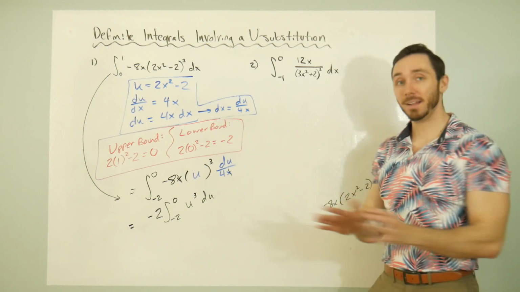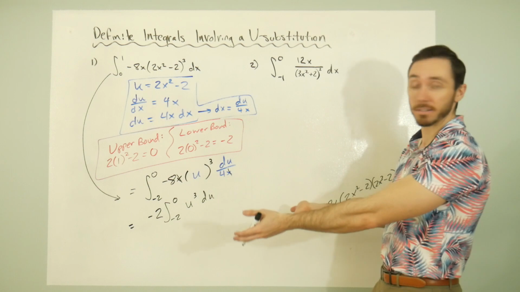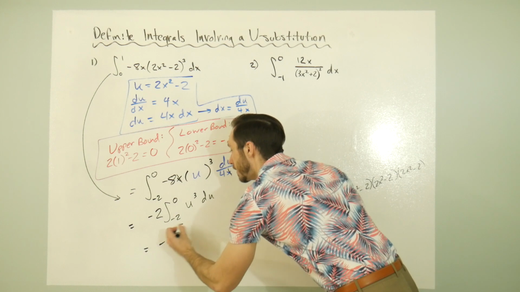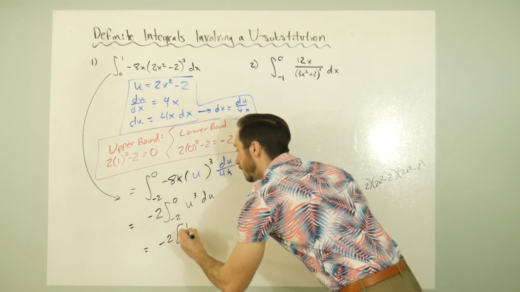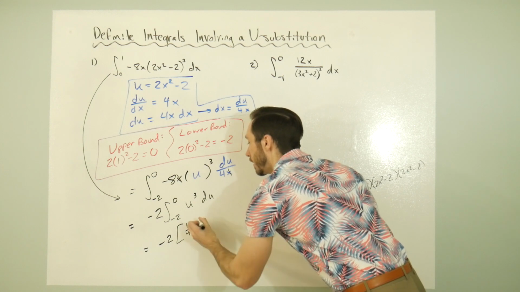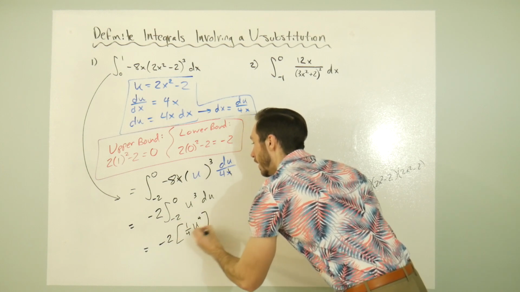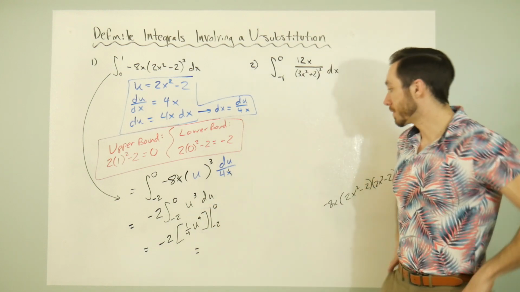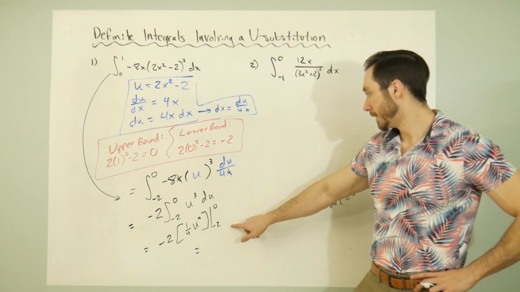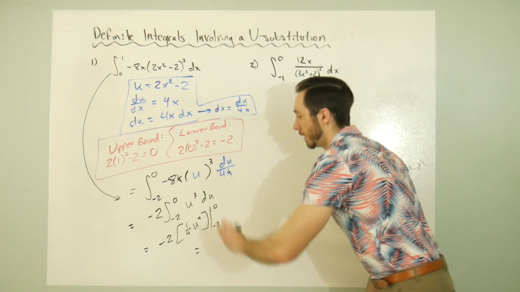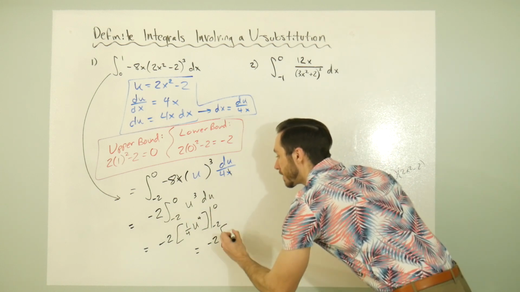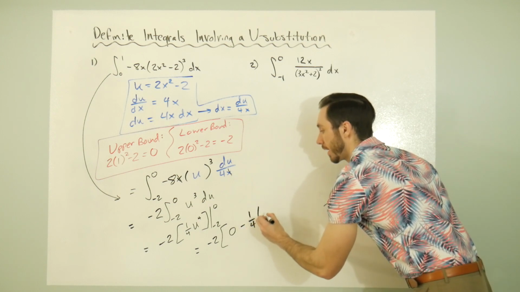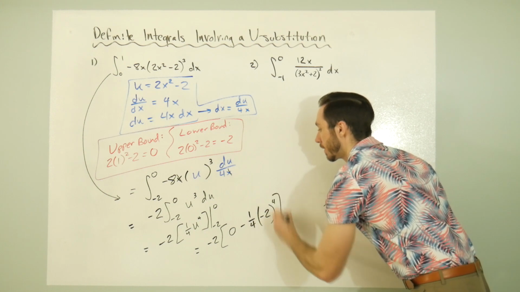Since I switched the bounds, all I need to do is just evaluate this. I did all the hard stuff. Now is the easy part. This is going to be -2 times 1/4 u to the 4th from -2 to 0. We like the 0 because if you plug in 0 that goes away. And then we can plug it in now. We'll show all of our work here. It'll be -2 times 0 minus 1/4 times -2 to the 4th.